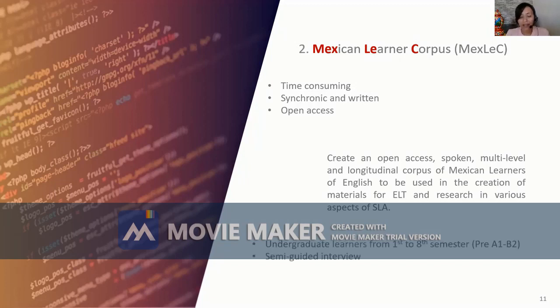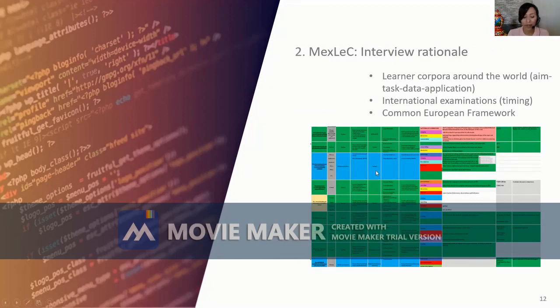And we have decided to collect this information from undergraduate learners from first to eighth semester that covers the levels A1 and up. And to use a semi-guided interview we designed that is about 10 to 15 minutes according to the level of the learner. Now I'm going to talk about the rationale behind the interview we designed for MexLeC.